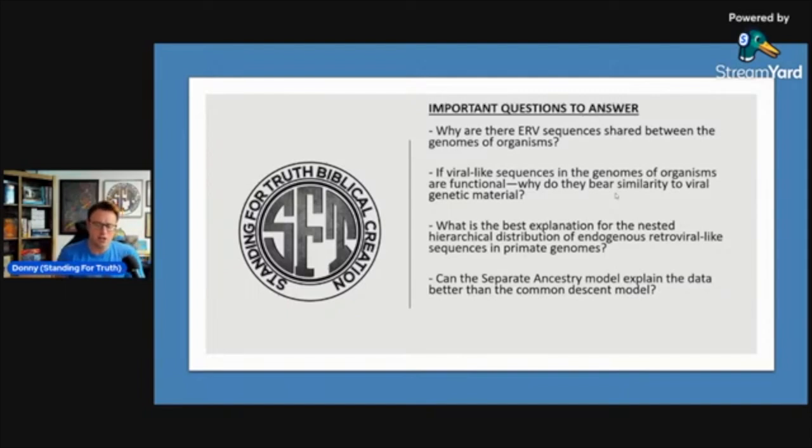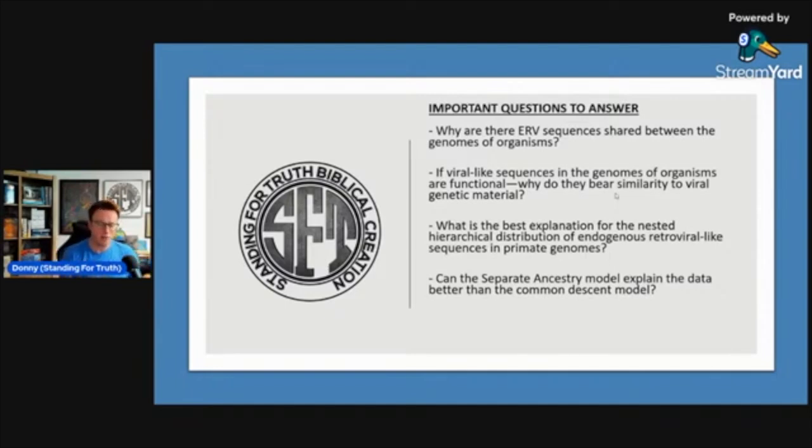So here are some very specific questions that we're going to answer. Why are there ERV sequences shared between the genomes of organisms? If viral-like sequences in the genomes of organisms are functional, why do they bear similarity to viral genetic material, right? The GAG, the POL, the LTRs on either side, the ENV, and we're going to answer that. What is the best explanation for the nested hierarchical distribution of endogenous retroviral-like sequences in primate genomes?